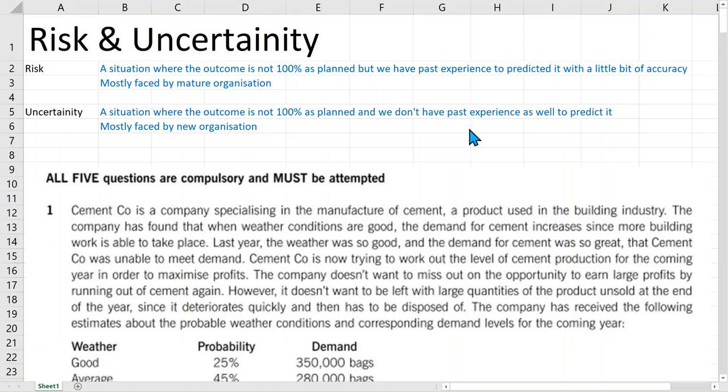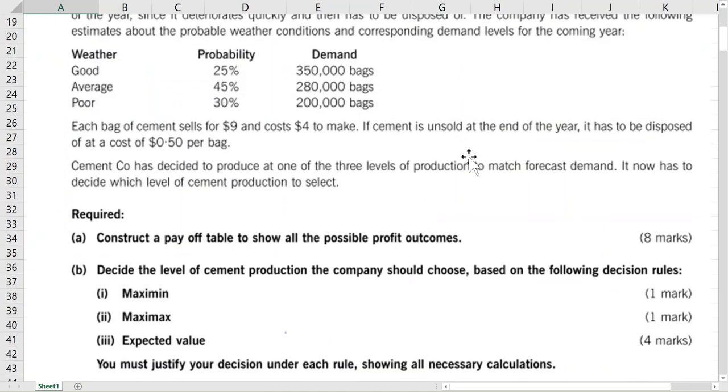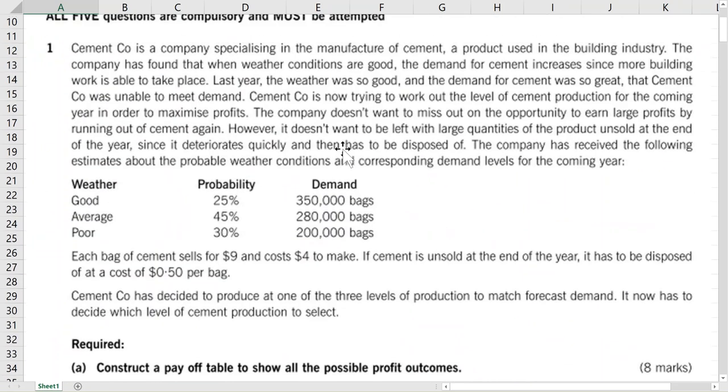So some of the techniques here that we will study are risk techniques, and some techniques are uncertainty techniques. The only technique that relates to uncertainty is sensitivity analysis. Every other topic here relates to risk. So let's directly jump onto a question and study those techniques. This is a question from a past paper.